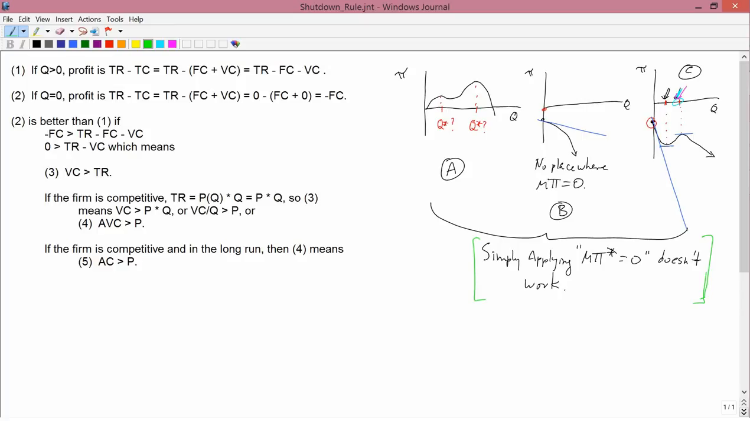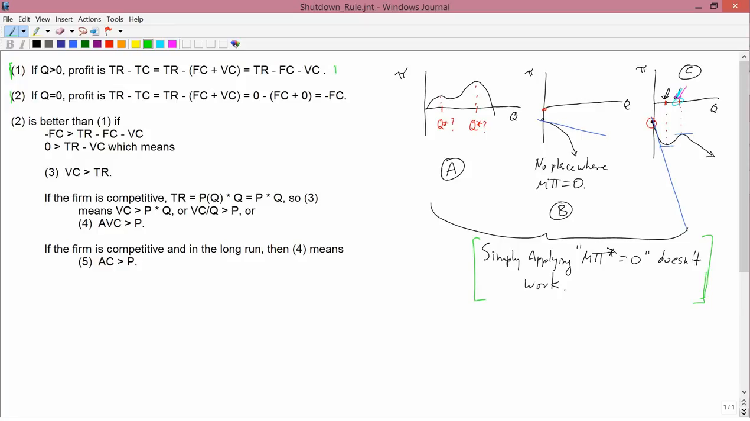Let's go to the upper left. Number one here. If quantity of output is greater than zero, then profit is total revenue minus total cost, which is total revenue minus, then in parentheses, fixed cost plus variable cost, because that's what total cost is. And if you get rid of the parentheses, you get the last statement here: total revenue minus fixed cost minus variable cost.